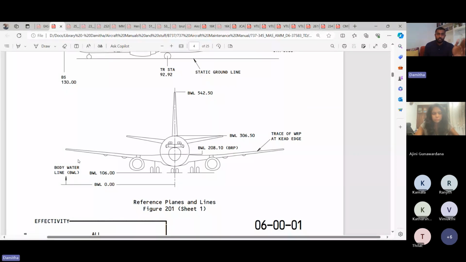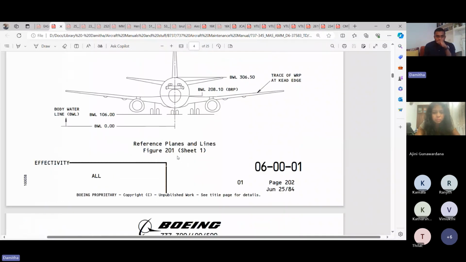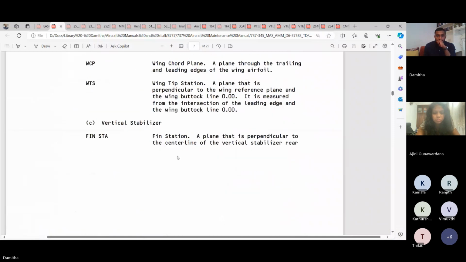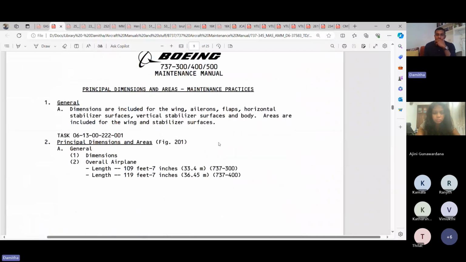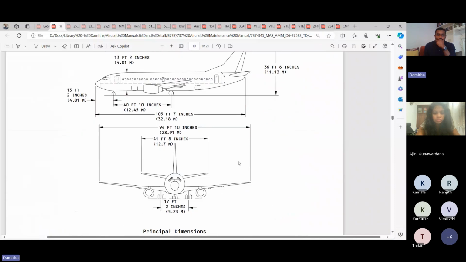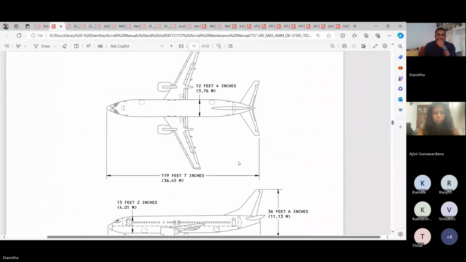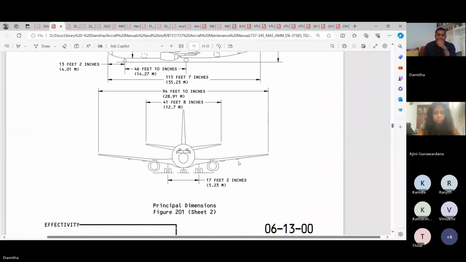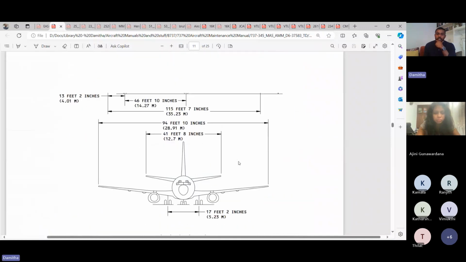So the body waterline, sorry, not this one. This is the Z coordinate. Sorry, it should be a different document.